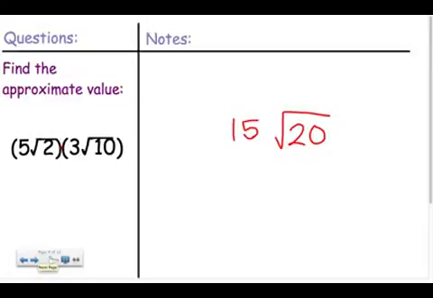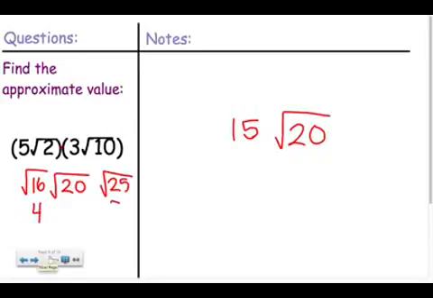Okay, so then we are going to approximate the square root of 20. So we've got 16 and 25. So 4 and 5. 16 to 20 is 4. 20 to 25 is 5. So that means it's going to be right in the middle of 4 and 5. So that'd be 4.5, but it's a little bit closer to 4.